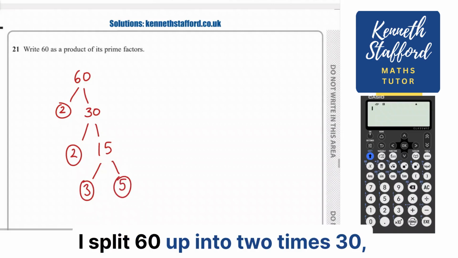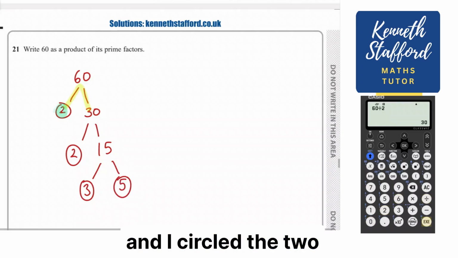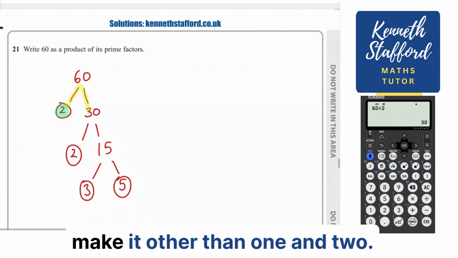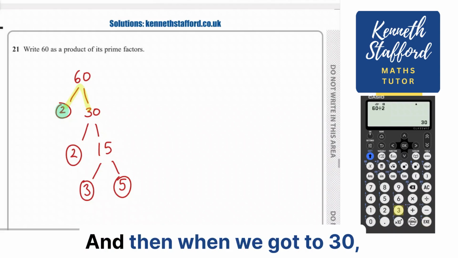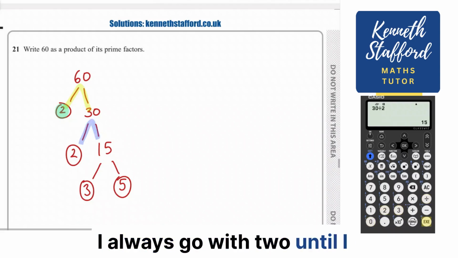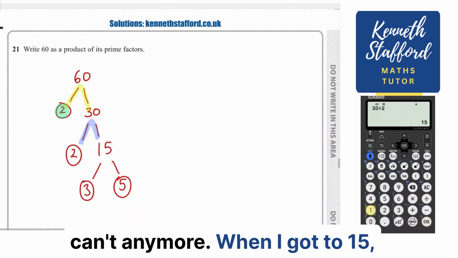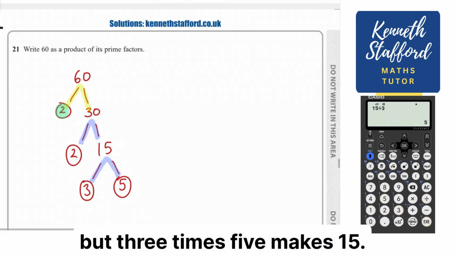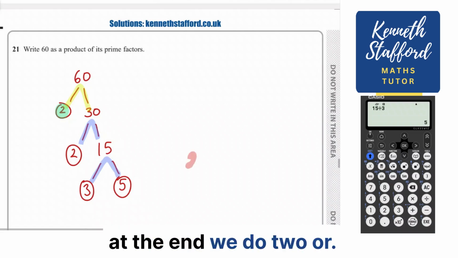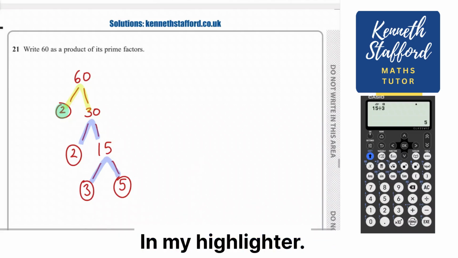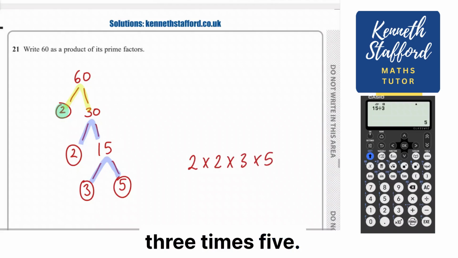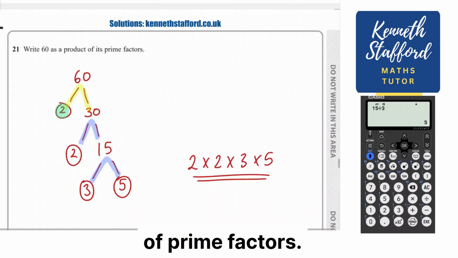I split 60 up into 2 times 30, and I circled the 2 because it's prime. It can't be broken up into another 2 numbers multiplied to make it, other than 1 and 2. And then when we got to 30, I always go with 2 until I can't anymore. When I got to 15, 2 didn't go anymore, but 3 times 5 makes 15. Now to write this at the end, we do 2 times 2 times 3 times 5. That is it written as a product of prime factors.